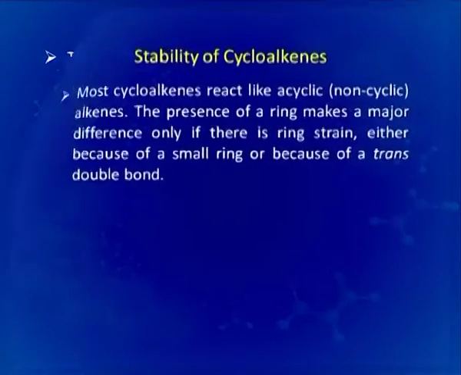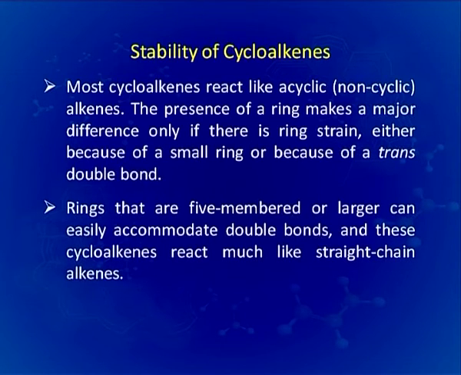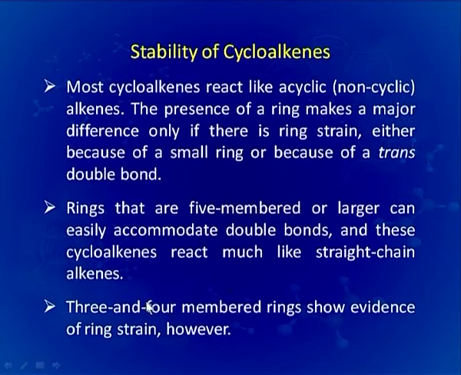Most cycloalkenes react like acyclic or non-cyclic alkenes. The presence of a ring makes a major difference only if there is ring strain, either because of a small ring or because of a trans double bond. Rings that are 5-membered or larger can easily accommodate double bonds, and these cycloalkenes react much like straight chain alkenes. 3 and 4 membered rings show evidence of ring strain.